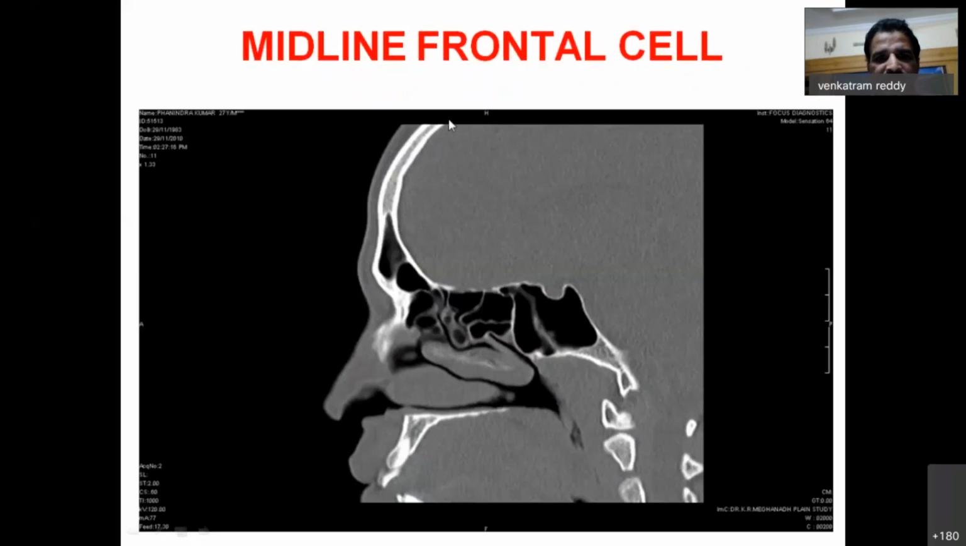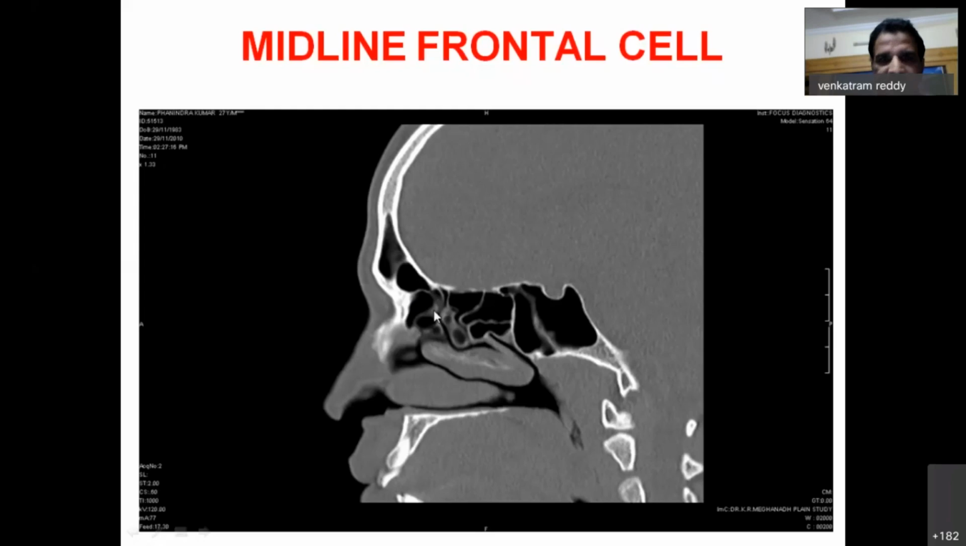Now you can see a midline frontal cell. This is a midline frontal cell, which is shown here. It is very difficult, and this midline frontal cell, if it is there, you cannot break this cell going from behind. You have to break this from the front. If you go behind and put a curette here, you are liable to injure the skull base.